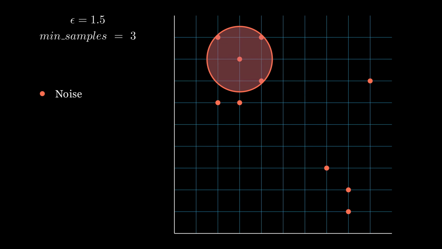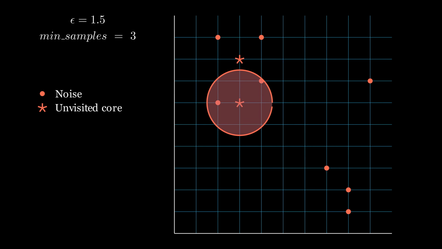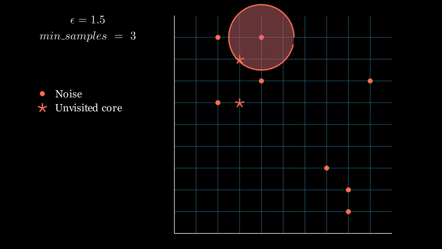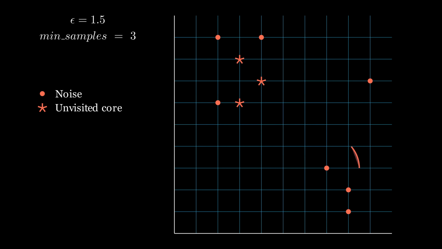Now in this case, we have 4 points within the circle. That means this point is a core point, more specifically an unvisited core point. We continue applying the same principle to all the points and eventually identify all the core points.